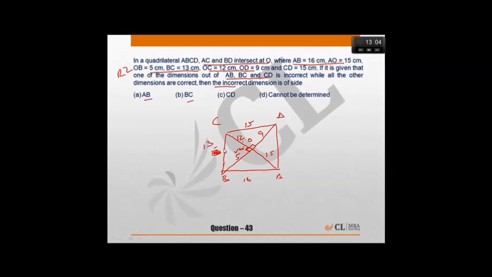So if this is correct, this 90 degree is right, so it means these two are right because they also form a right angle. So these have to be correct. That means AB could be the wrong answer. If BC is incorrect, then this will not be a right angle and this will also not be. So BC cannot be the right answer. CD, again CD and BC same, cannot be determined.